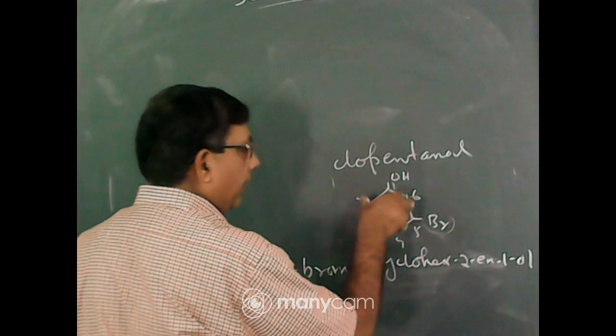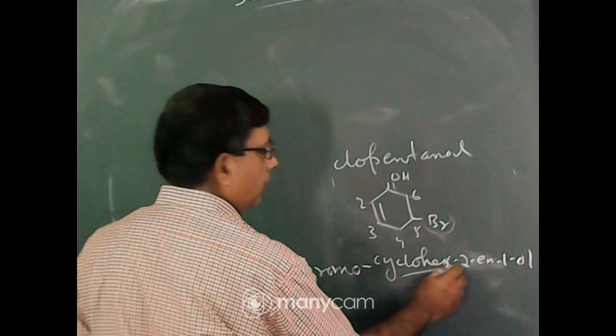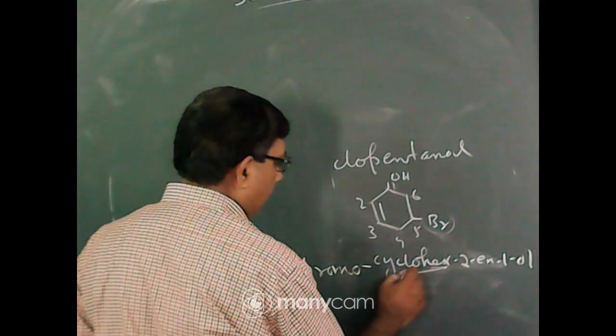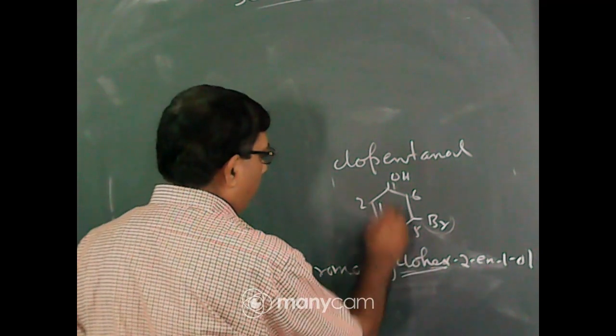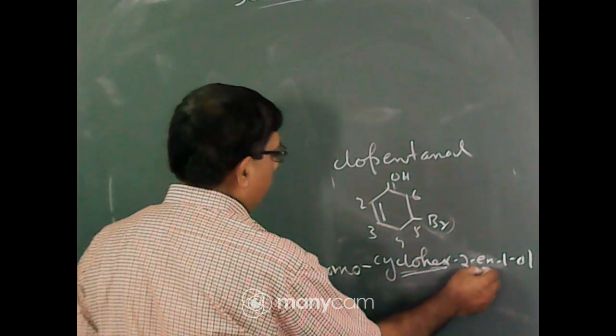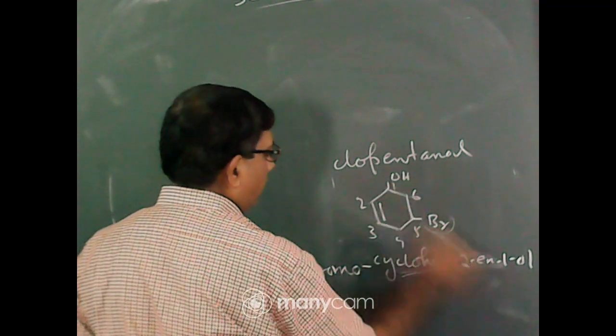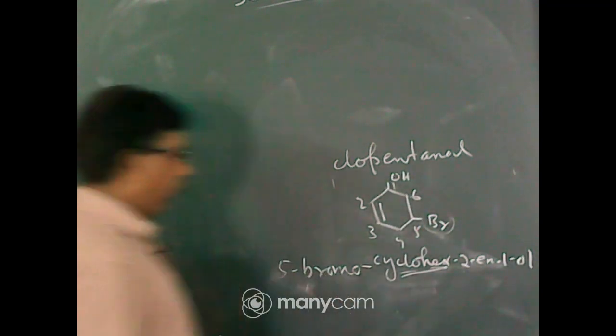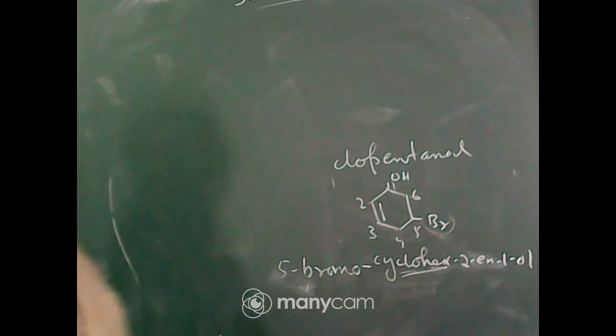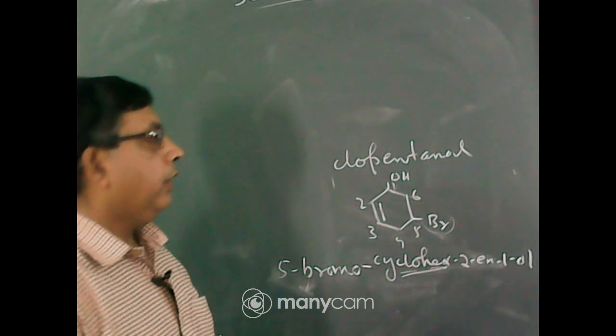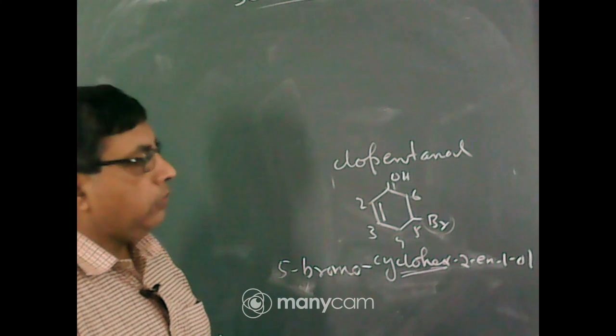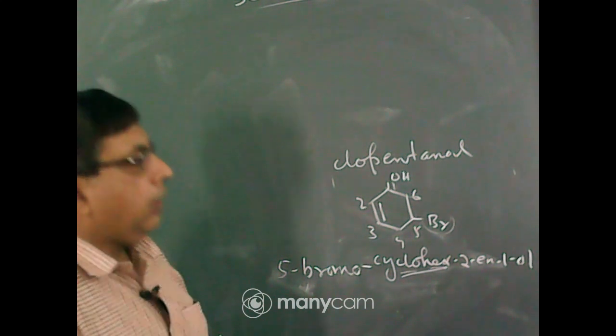6 carbon and cyclic, so cyclohex. Hex means 6 carbon and cyclic, hence cyclo. Double bond at carbon number 2, so 2 ene, and functional group at carbon number 1, so 1 ol. So 5 bromo cyclohex 2 ene 1 ol. Any problem now? Hello?